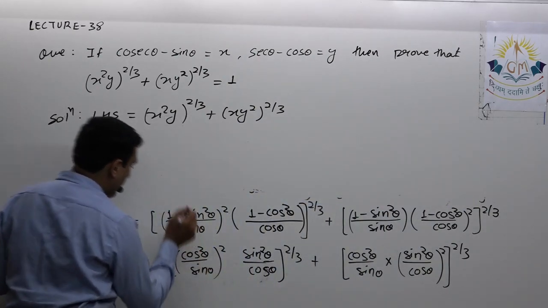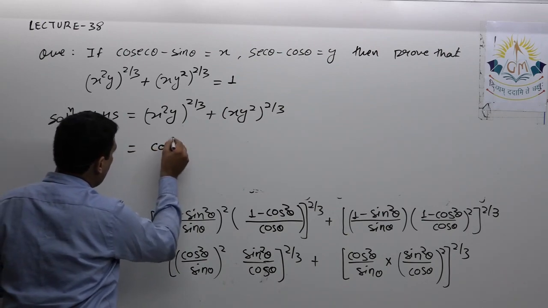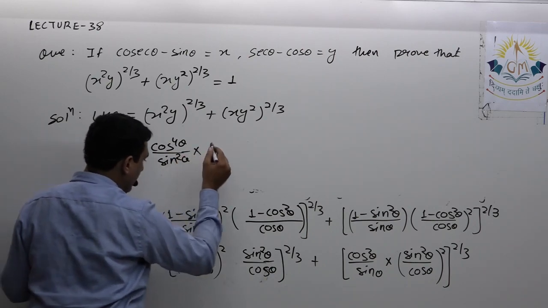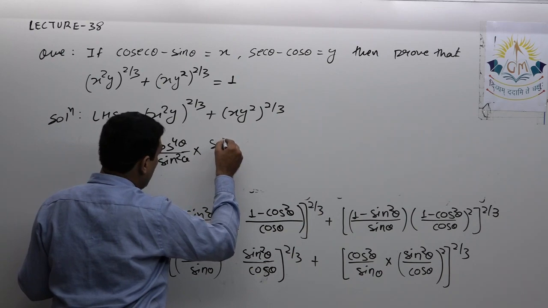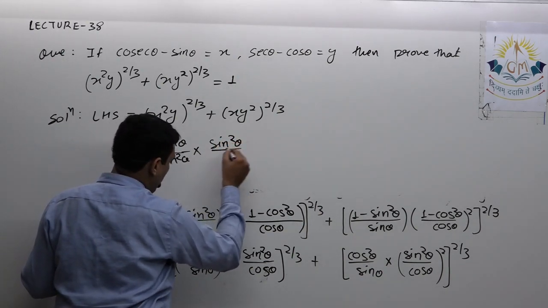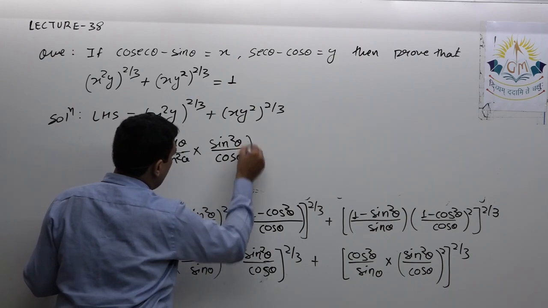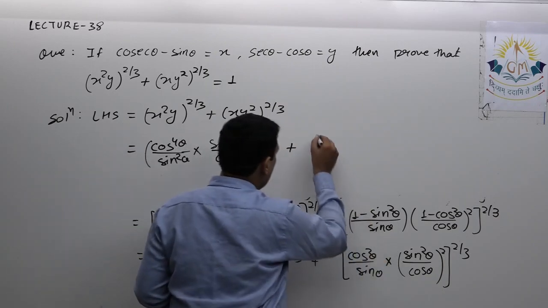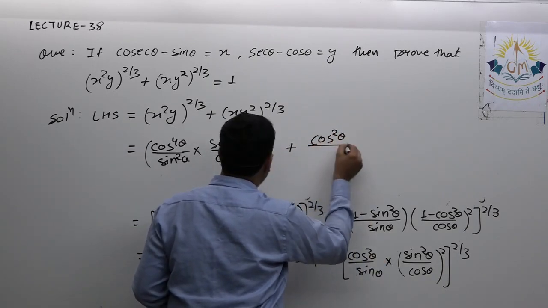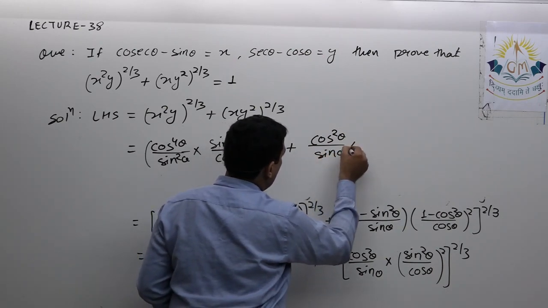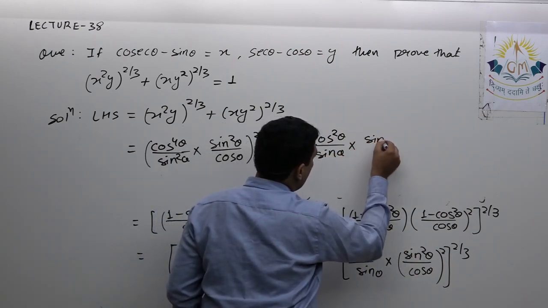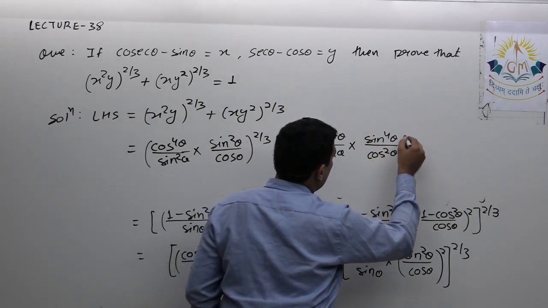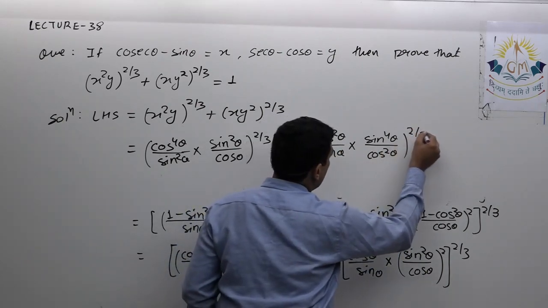Okay, here cos square theta upon sine theta whole square, so this will become cos raised to 4 theta upon sine square theta multiplied by sine square theta upon cos theta raised to 2 by 3, plus here it will become cos square theta upon sine theta multiplied by sine raised to 4 theta upon cos square theta raised to 2 by 3.